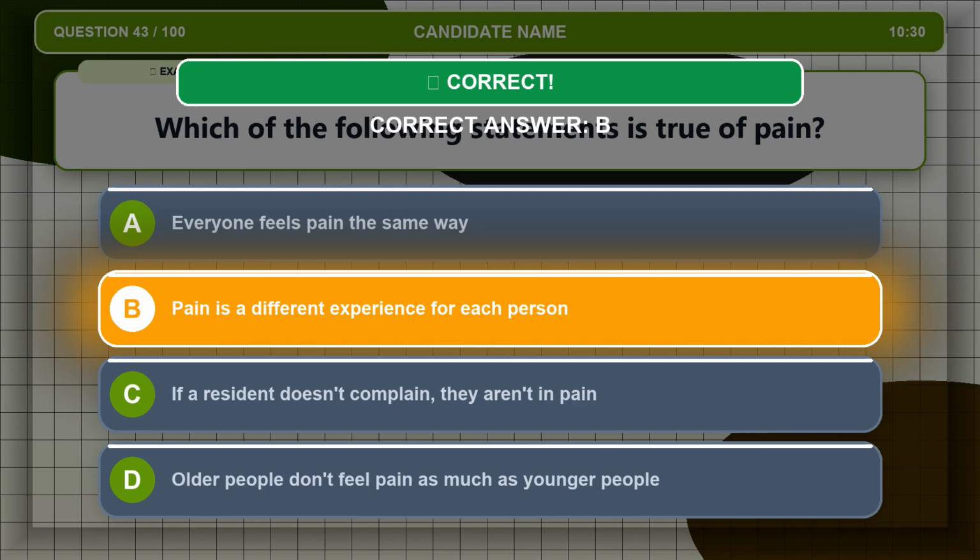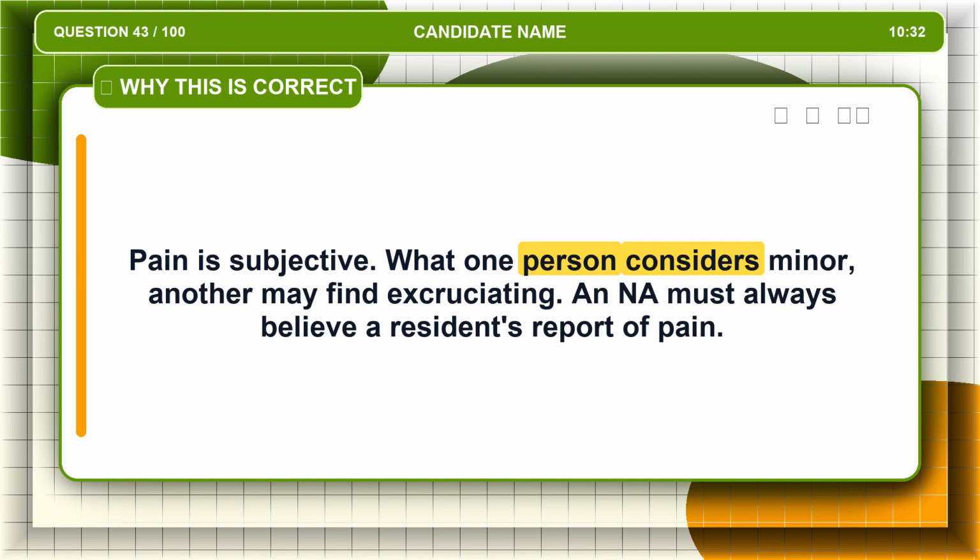The correct answer is option B. Pain is a different experience for each person. Pain is subjective. What one person considers minor, another may find excruciating, and NAs must always believe a resident's report of pain.